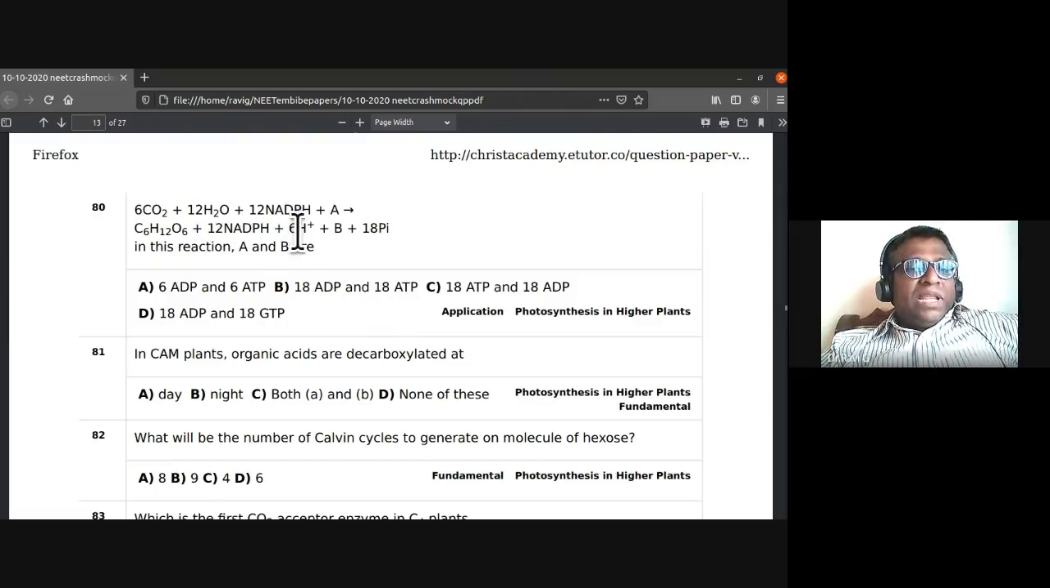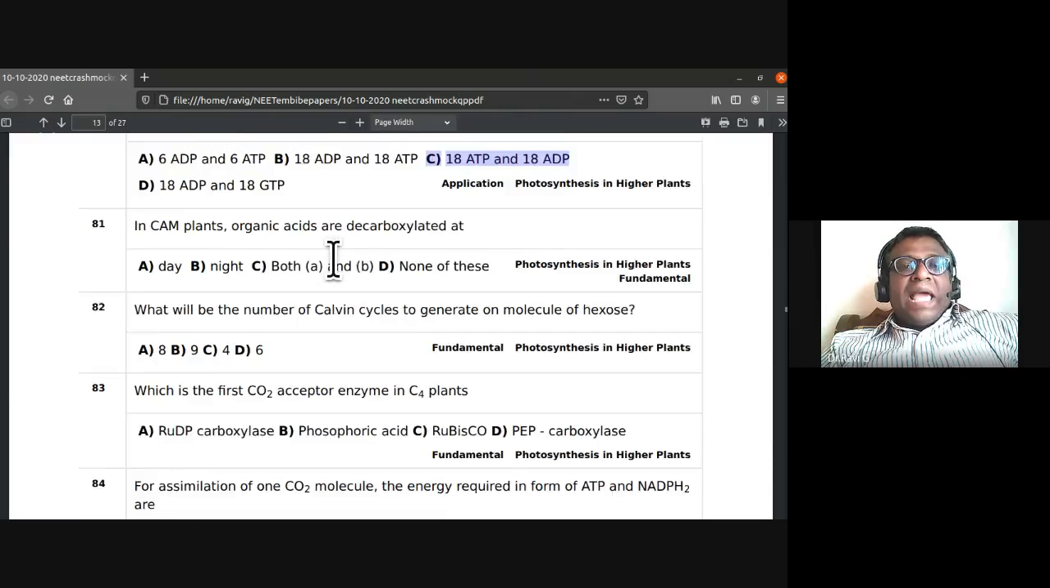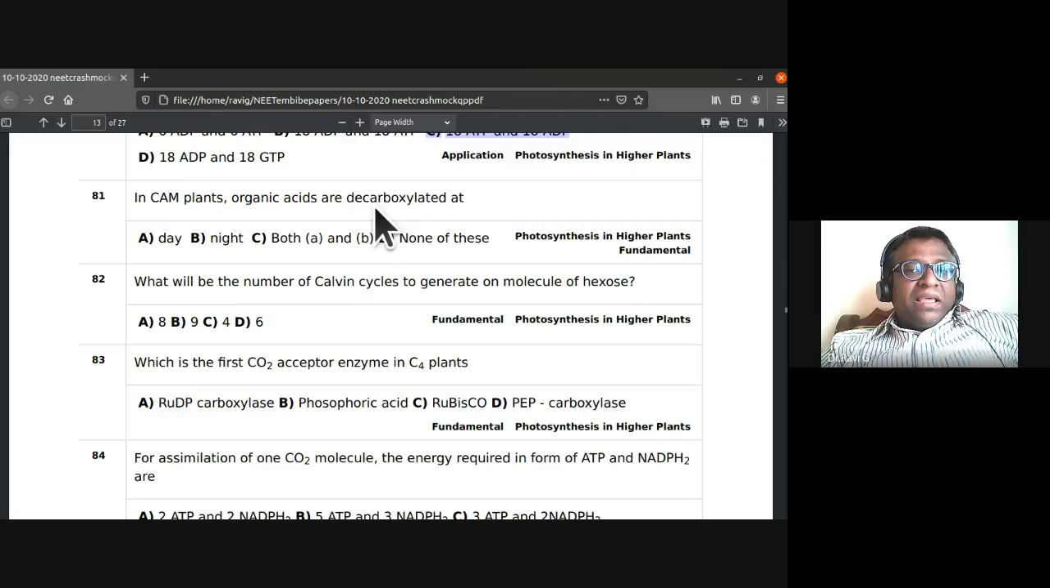6 carbon dioxide plus 12 H2O plus 12 NADPH plus 18 ATP plus 18 ADP, it should be. So 18 ATP and 18 ADP, C is the answer for this. If you replace A and B correctly, A is 18 ATP, B is 18 ADP. In CAM plants, organic acids are decarboxylated at day, night, both A and B, or none of this. So the organic acids are decarboxylated at day.